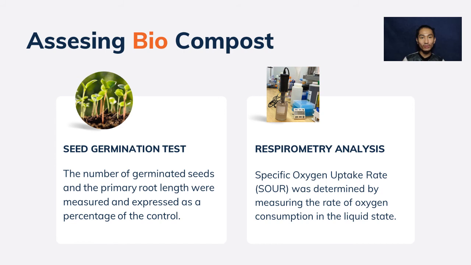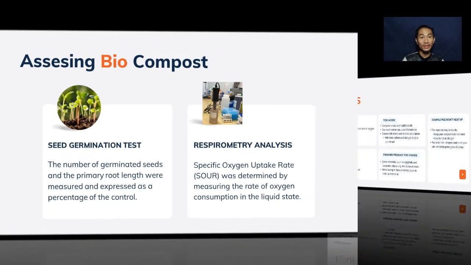And then the next one will be the respiratory analysis. In this, we can use the specific oxygen uptake rate, SOUR, by measuring the rate of oxygen consumption in the liquid state. So we put the soil into water, and then we measure using a respiratory meter how much oxygen is being consumed by the soil or the organisms in the soil.